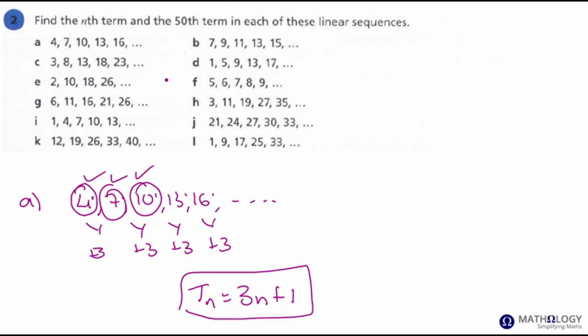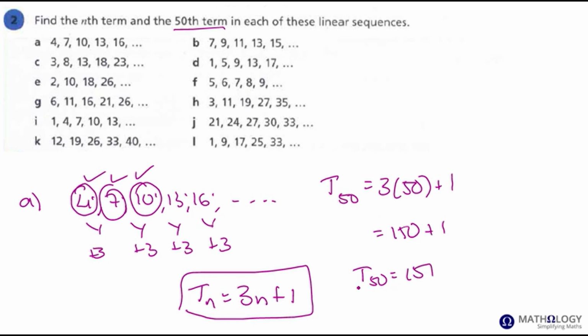Now, the only difference between this exercise and the previous one is we need to find the 50th term. We just need to find the value of T50. So we just put n equals 50 into the Tn formula. So 3 times 50 plus 1, that's 150 plus 1. T50 is 151. I'll do one more and then you're going to do the rest of the exercise.